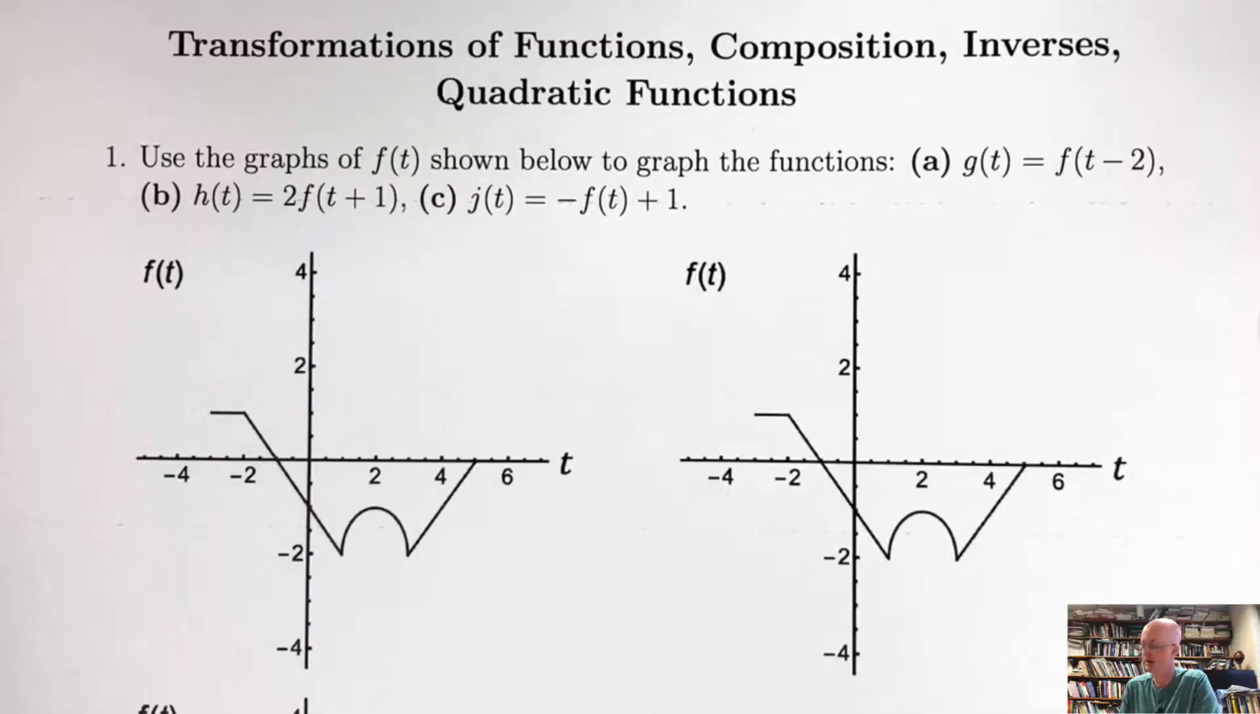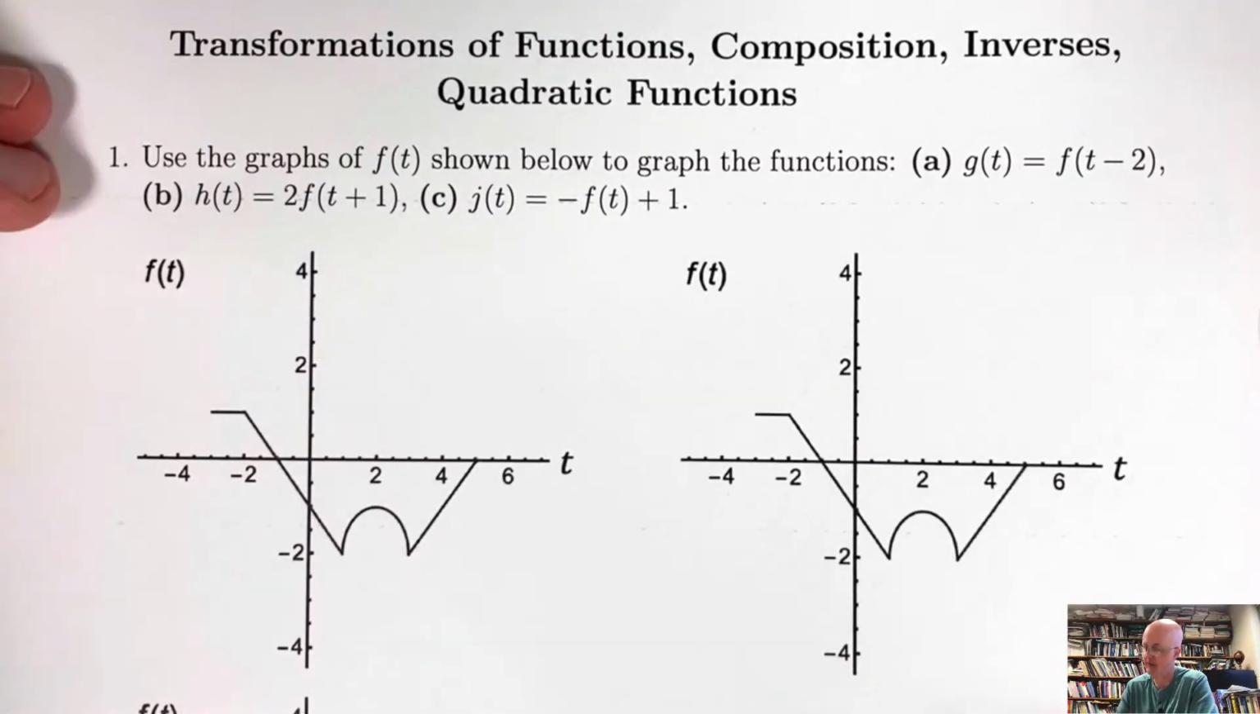In this video, I'm going to solve problems related to transformations of functions, compositions, inverse functions, and quadratic functions, including factoring, the quadratic formula, and the method of completing the square. We start with a problem about transformations.